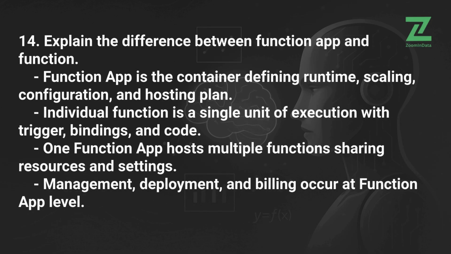14. Explain the difference between function app and function. Function app is the container defining runtime, scaling, configuration, and hosting plan. Individual function is a single unit of execution with trigger, bindings, and code. One function app hosts multiple functions sharing resources and settings. Management, deployment, and billing occur at function app level.